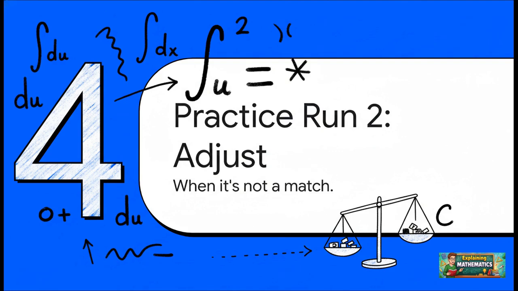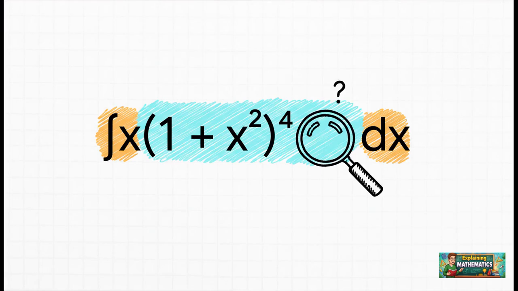What happens when the derivative we need is almost there, but it's off by a constant? Take a look at this problem. It has that same kind of structure, right? An inner function, 1 plus x squared, raised to a power. But let's see what happens when we go through our first couple of steps.